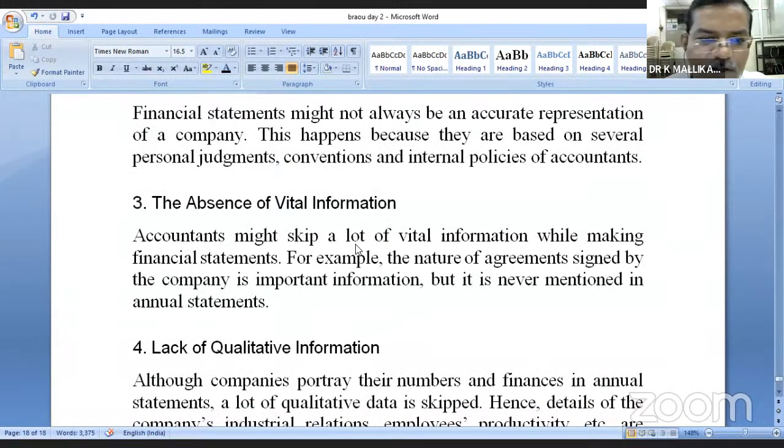Absence of vital information. See that they can absence of vital information. Information also they are hiding. They can't show the very important. Say that example, nature of agreement signed by the companies is important information, but it is never mentioned in the annual statement. So right, the company orders వచ్చాయనుకోండి, company orders, some agreements are there. They are not mentioned. The agreements are non-financial information. The financial statement showing only financial data. So the agreements, orders are not showing in this financial data. They are absent. So whenever they are required, they are showing these agreements.